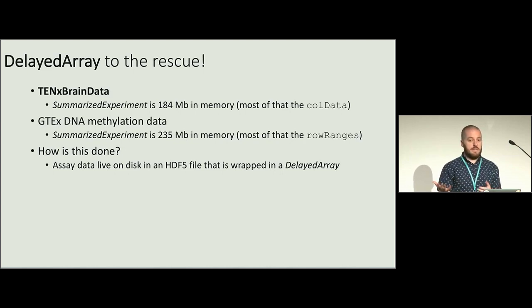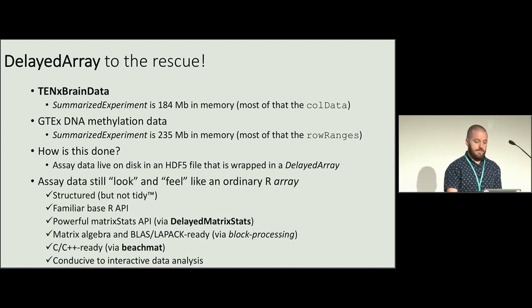And specifically, in these two examples, we're keeping the data on disk in an HDF5 file. HDF5 is a hierarchical data format. It's a fairly broadly used scientific standard of sorts for numerical array data. And we wrap this HDF5 file within a delayed array. The nice thing about this is we get a lot of the benefits that we had when we had ordinary arrays. It still feels and looks like an array, and that's through a clever design of the interface.